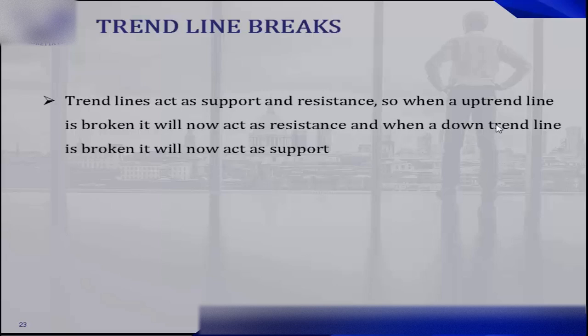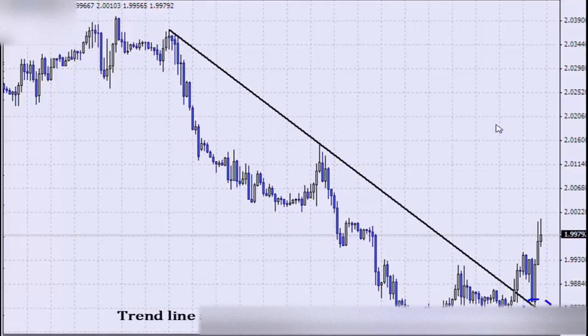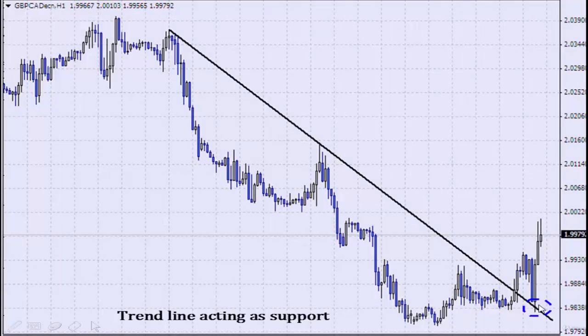Okay, so remember, trend lines act as support and resistance. So when an uptrend line is broken, it will now act as resistance, and when a downtrend line is broken, it will act as support. So here is an example of that. We see the market breaks the downtrend line, falls to the backside of the downtrend line, and finds support. We then see the market begin to rally. Okay, so this is an example of a downtrend line acting as support.